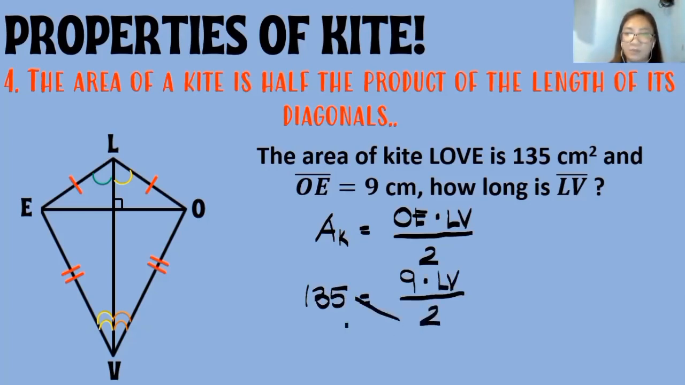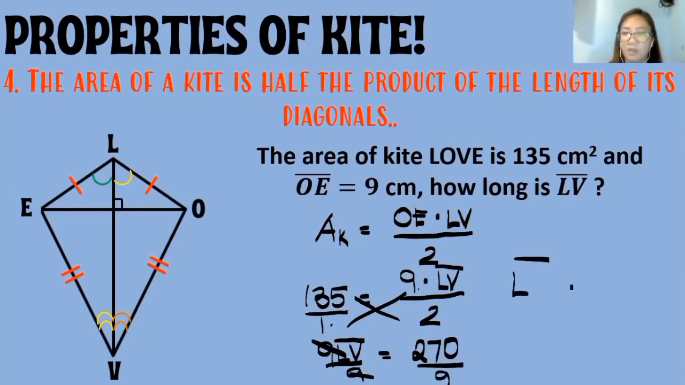Next step here is to cross multiply. 135 is over 1. So 1 times 9 LV is 9 LV, equals, let's put a segment so that you know that they are together, 135 times 2 is 270. Then divide both sides by 9. Segment LV now is equal to 30 centimeters. That is the answer to the problem that we are looking for. Okay? Easy. Very easy. I know. You can do this on your own.